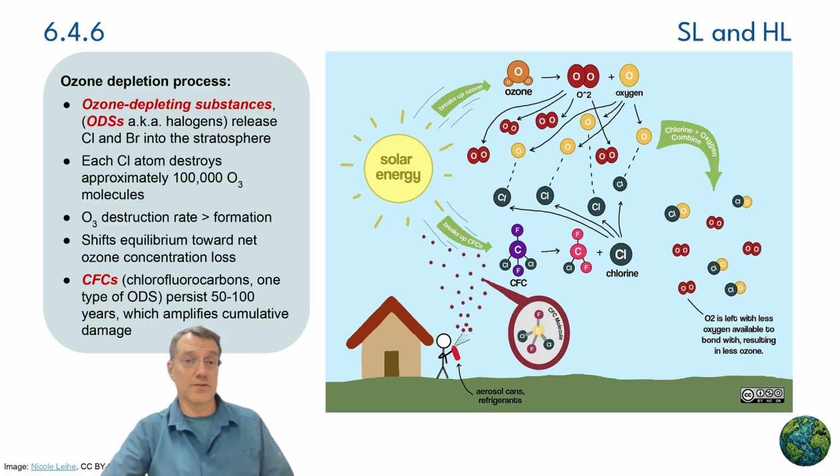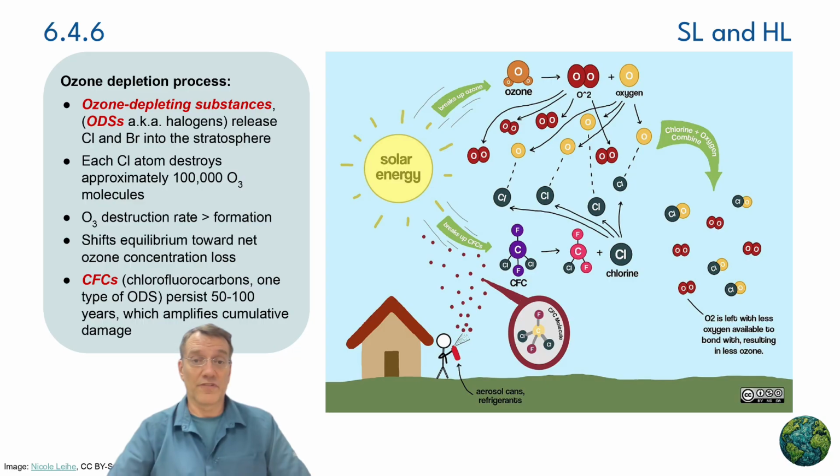CFCs, those are chlorofluorocarbons, are one important type of ODS. When CFCs are released at Earth's surface, they eventually rise into the stratosphere. There, ultraviolet radiation breaks them apart, and that releases the chlorine atoms. And here's the frightening part. Every single chlorine atom can destroy about 100,000 ozone molecules before it's finally removed from the atmosphere. The chlorine acts like a catalyst, meaning it speeds up ozone destruction without being used up itself.